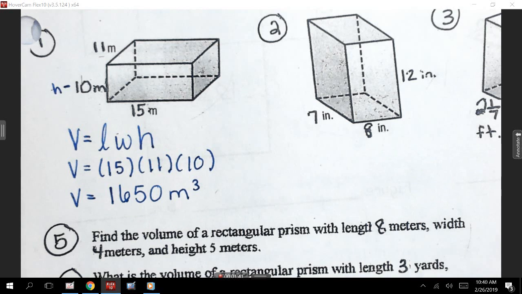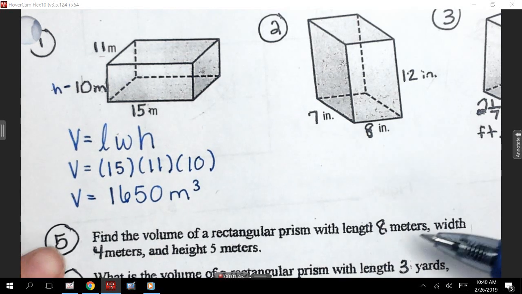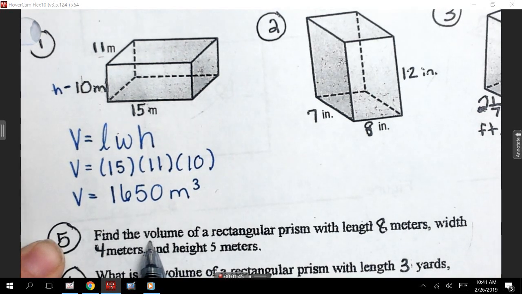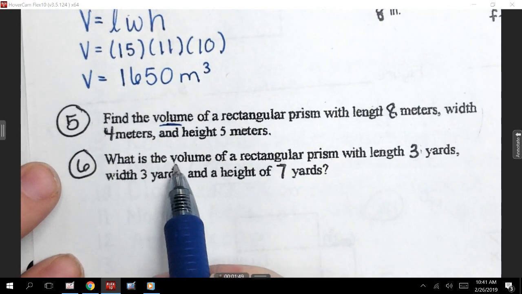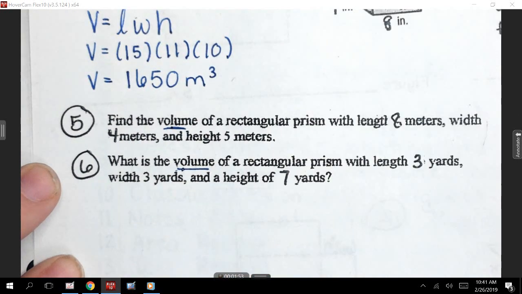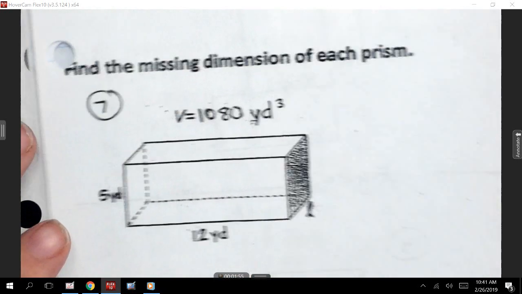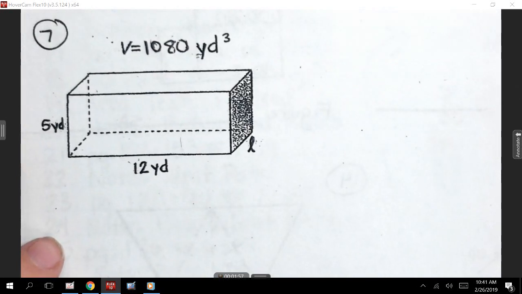So guys, number 1, that's how you're going to do number 2, number 3, number 4, number 5, and number 6, because they still say volume. So I want us to look now at number 7. We're going to do number 7 together, and then you will do number 8 on your own.